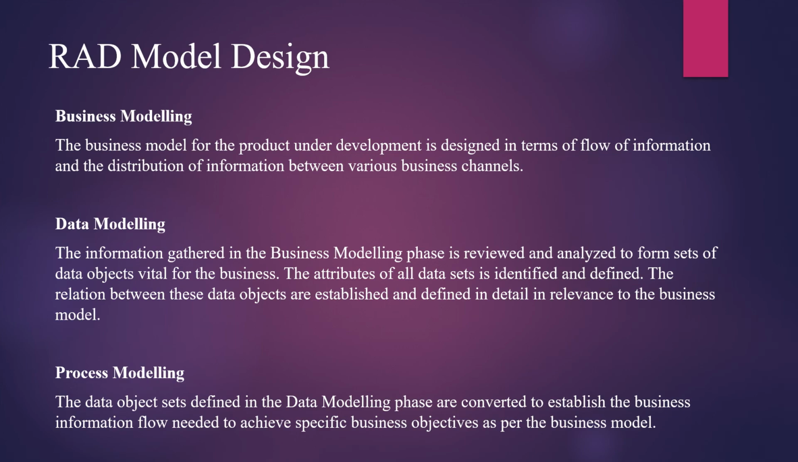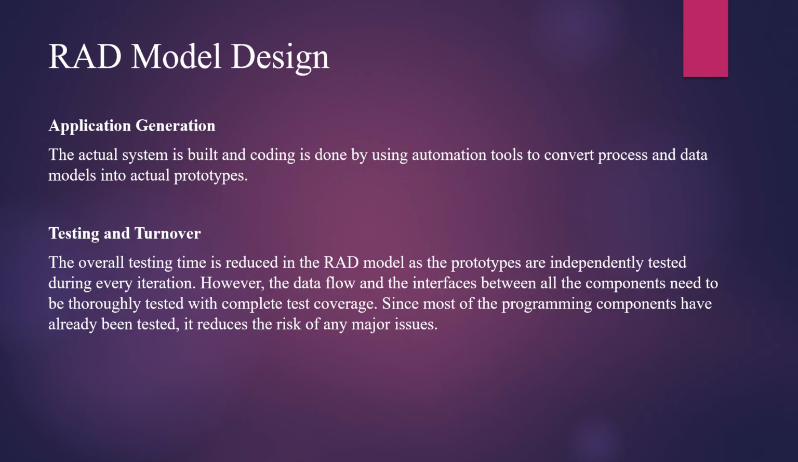Then the process modeling. What is process modeling? The data object sets defined in the data modeling phase are converted to establish the business information flow needed to achieve specific business objectives as per the business model. Application generation: the actual system is built and coding is done using automation tools to convert the data models into actual prototypes.